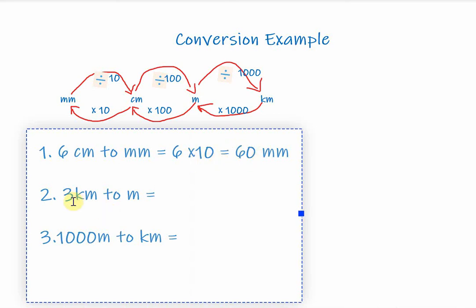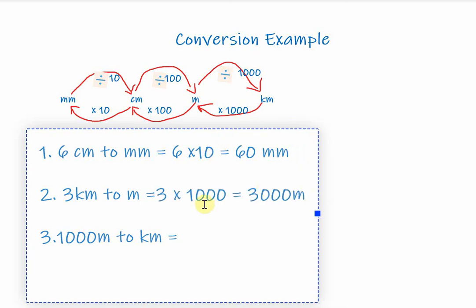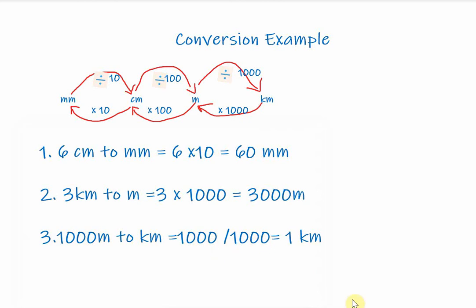The next example is I want to convert 3 kilometers to meters. I have the biggest unit, kilometer, and I'm moving to the smallest unit, meter. Then I have to use the down arrow, which shows I need to multiply by 1000. So 3 times 1000 is 3000 meters. Next one, I need to convert 1000 meters to kilometers, from the smaller unit meter to the bigger unit kilometer. If it's from smallest to biggest, you need to use the arrow on the top, which shows that you need to divide by 1000. So 1000 divided by 1000 is 1 kilometer.